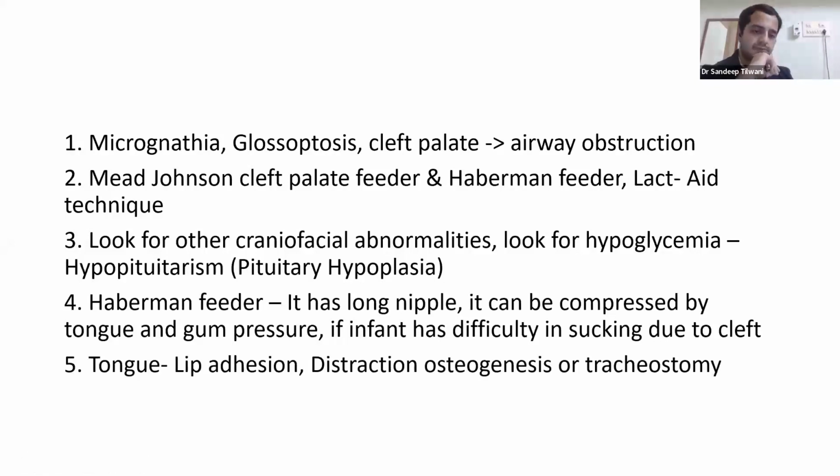And also the surgical techniques which may be used are a tongue lip adhesion, or sometimes distraction osteogenesis, or the last option is tracheostomy to bypass the upper airway.